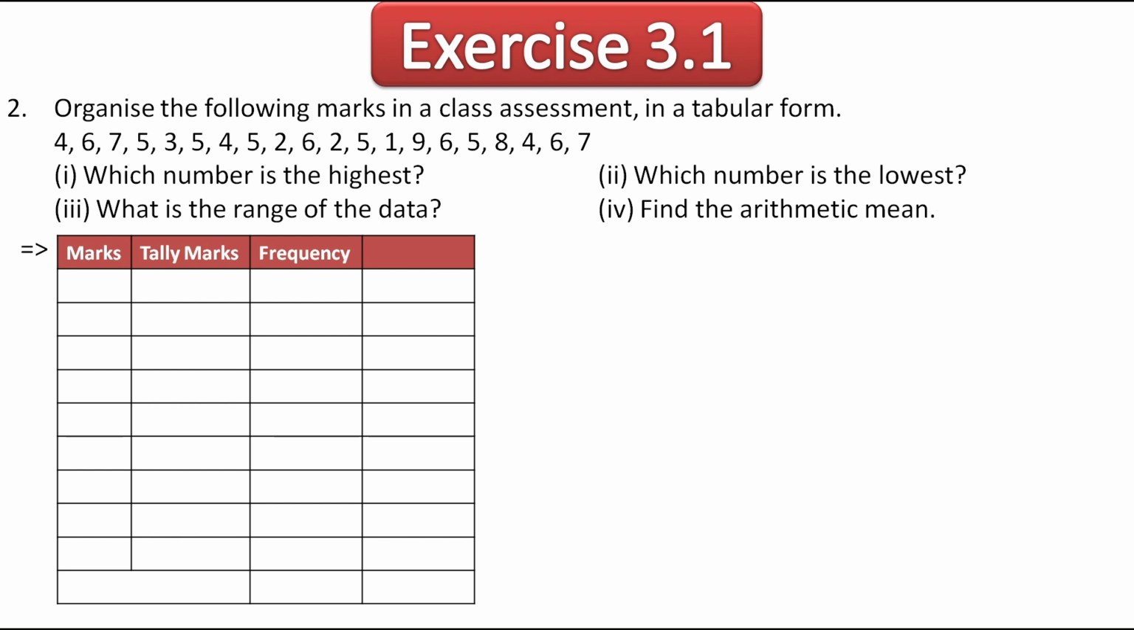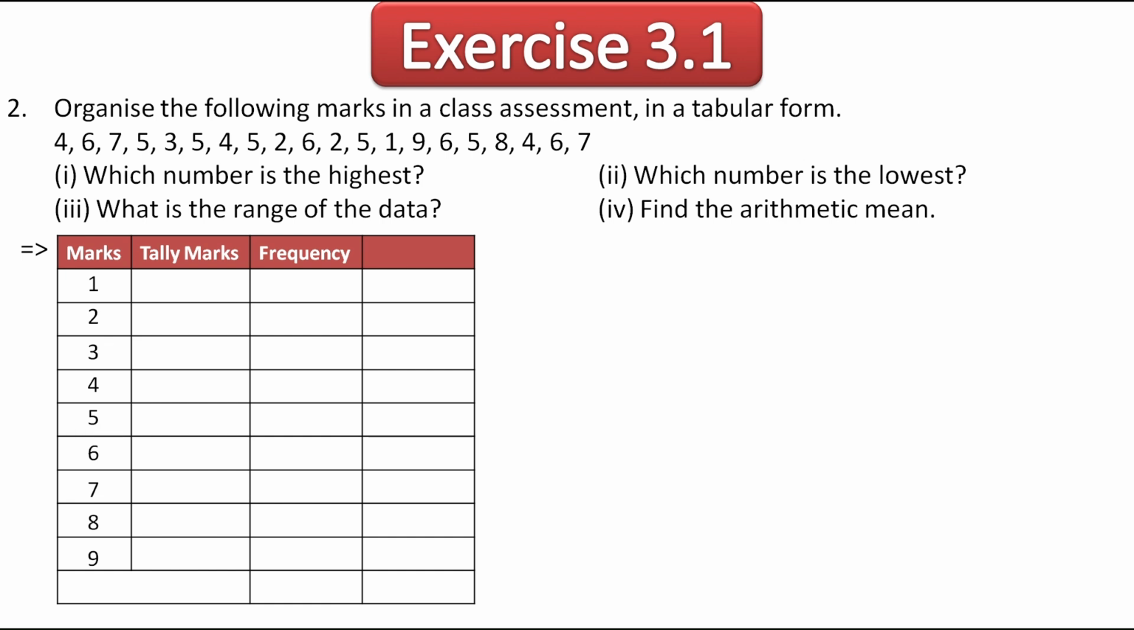These are the main columns. The first column is marks. They have told here the marks in a class assessment, and all are in one digit. Therefore the marks are from 1 to 9, right? So we will write them as 1 2 3 4 5 6 7 8 9. Now we have to check which mark is repeated how many times. That is called tally marks.